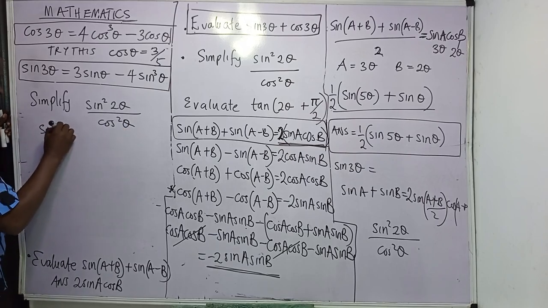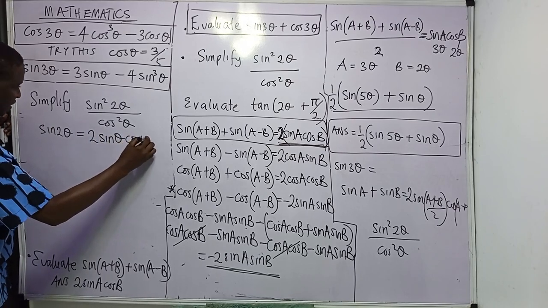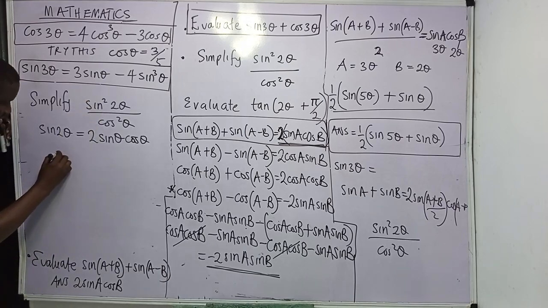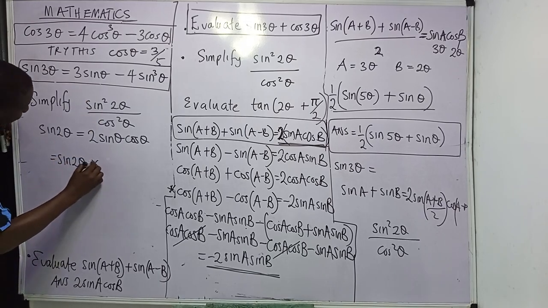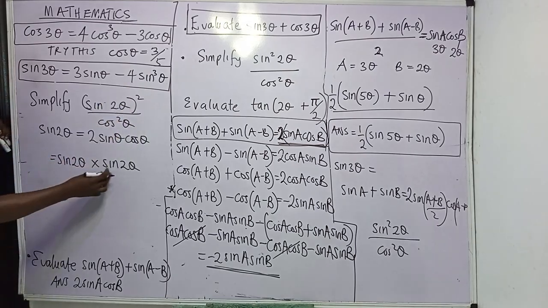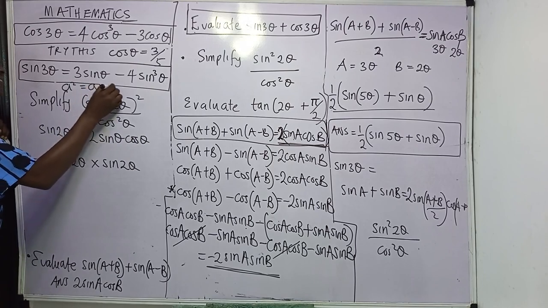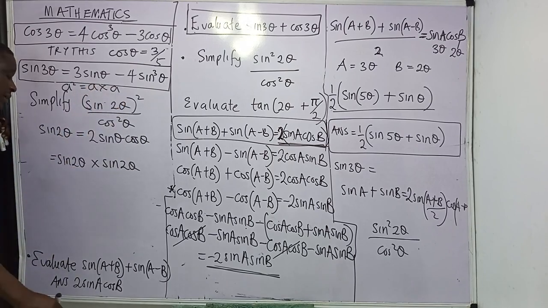Remember, recall that sine 2 theta is 2 sine theta cos theta. And what we have up there is sine 2 theta times sine 2 theta. Don't forget this is square. If you want to rewrite it, break it down. A square is the same as A times A. That should be grade 7, first week after break. No, that should be grade 1, which is called SS1.